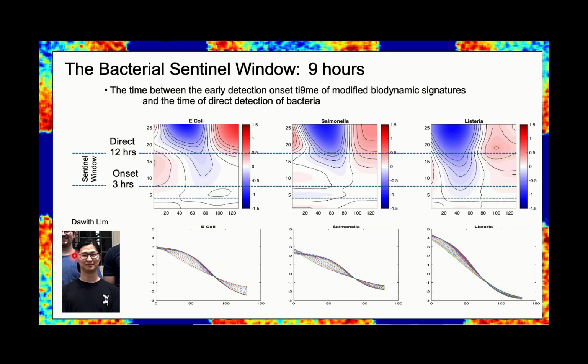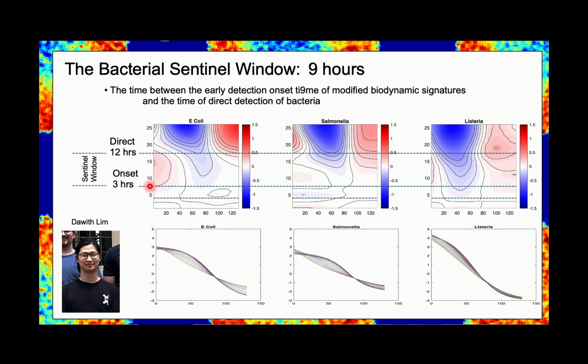And so in this case, this is work by Dawith Lim, who will defend his PhD thesis next week. So this is an example where it's infected with E. coli, Salmonella, and Listeria. So you establish a baseline. This is frequency. These are actually arbitrary units down here, but this is frequency, 3 orders of magnitude. And then this is time going up to 25 hours. And so then what you do is you infect with the E. coli after establishing the baseline.